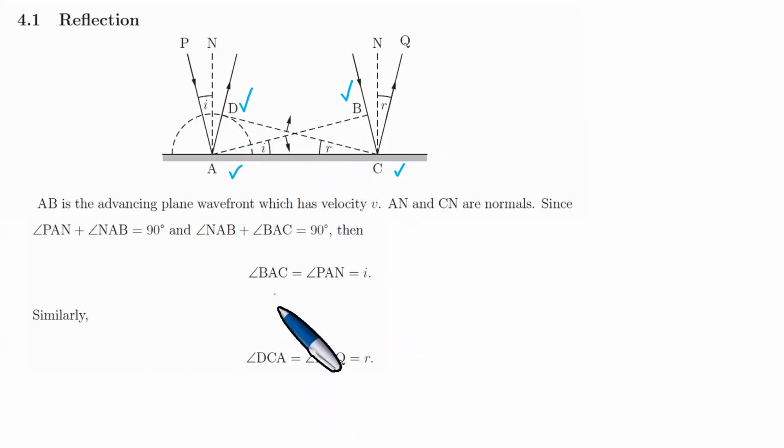Similarly, the angle DCA is equal to the angle NCQ, and NCQ equals r. And these are the angles of reflection.